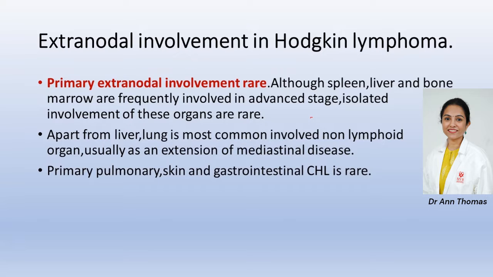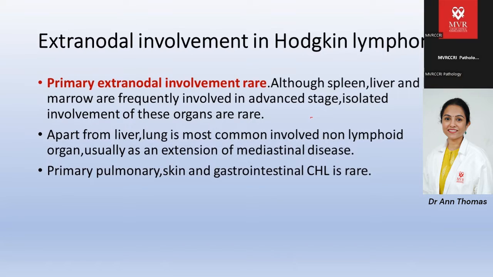If it is in the GI tract, you should think about enteropathy-associated T-cell lymphoma or an EBV-associated DLBCL. If it is in the skin, cutaneous ALCL or lymphomatoid papulosis; in case of lung, lymphomatoid granulomatosis, which are all mimickers of Hodgkin lymphoma.